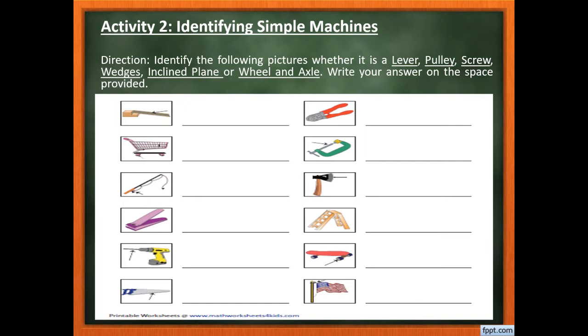Now, let's find out if you got the correct answers for the following pictures. The first picture is a ramp, and a ramp is an example of an inclined plane. The second picture is a cart, and a cart is an example of wheel and axle. The third picture is a fishing rod, and a fishing rod is an example of a lever. The fourth picture is a nail cutter, and a nail cutter is an example of a lever.